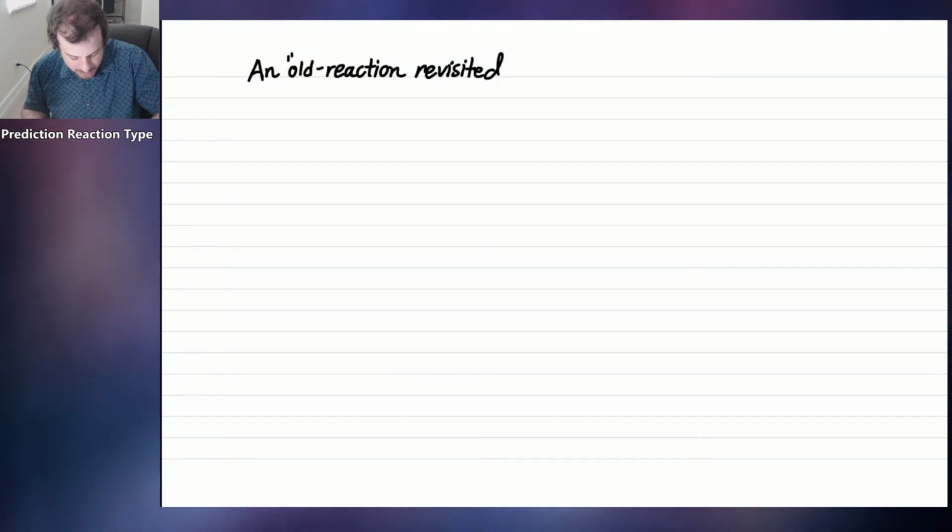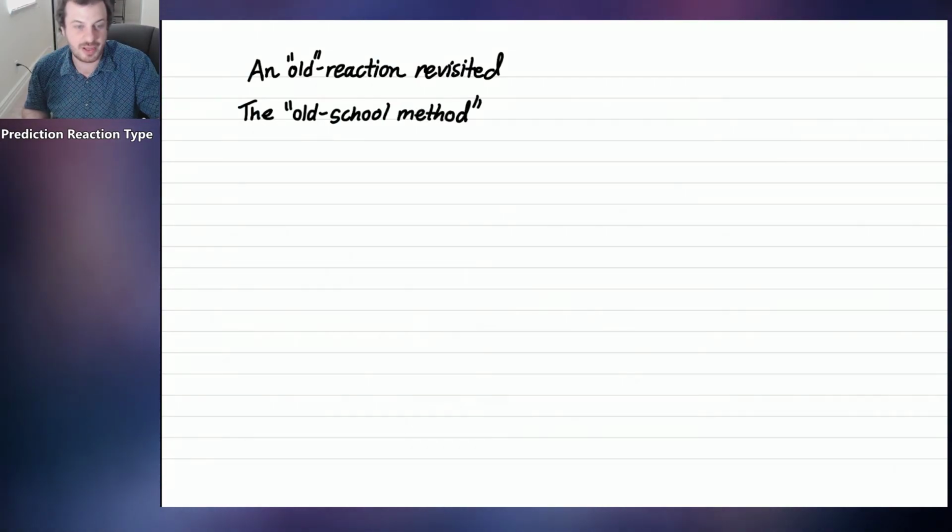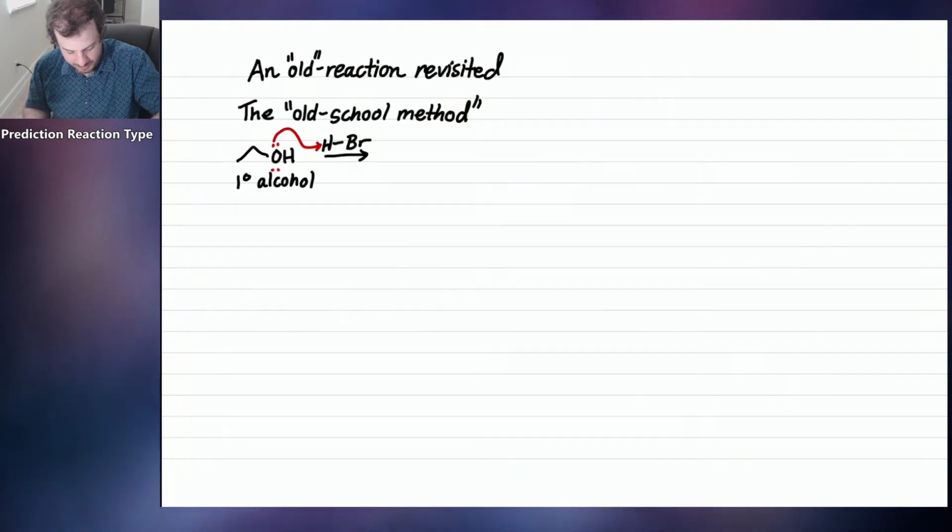And I'm going to put old in parentheses here because I think you know what I'm referring to. Of course, I'm referring to the old school method. Remember the old school method? That's okay, I'll refresh your memory. The old school method is when I told you it only worked with primary alcohols. That was my lie. And you treated it with something like HCl, HBr, HI. And the mechanism was that the alcohol became protonated by that mineral acid to form the protonated alcohol.